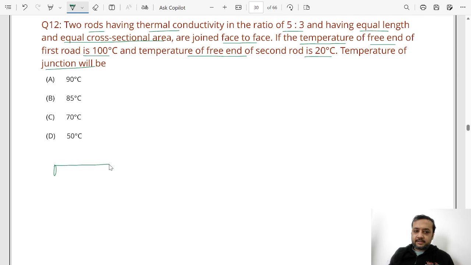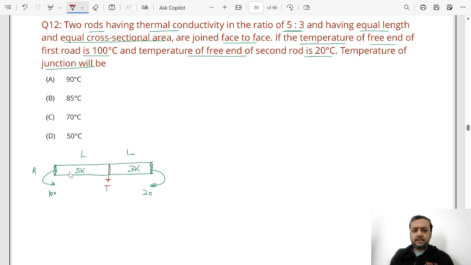What is happening is that let us say this is the first rod, and this is the second rod. Both are of equal lengths, both are of equal cross section area. Now this end is maintained at the temperature 100 and this end is maintained at the temperature 20. The conductivity ratio is 5 is to 3. So if I call this conductivity 5K, this conductivity will be 3K, right? We have to find the temperature at this point.